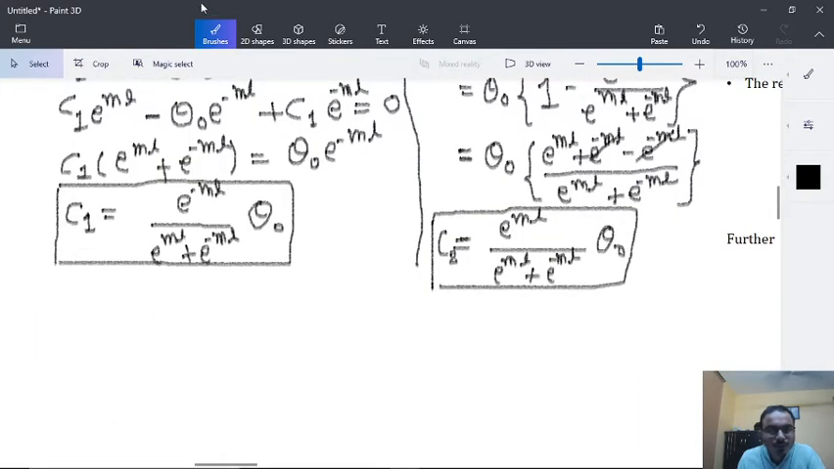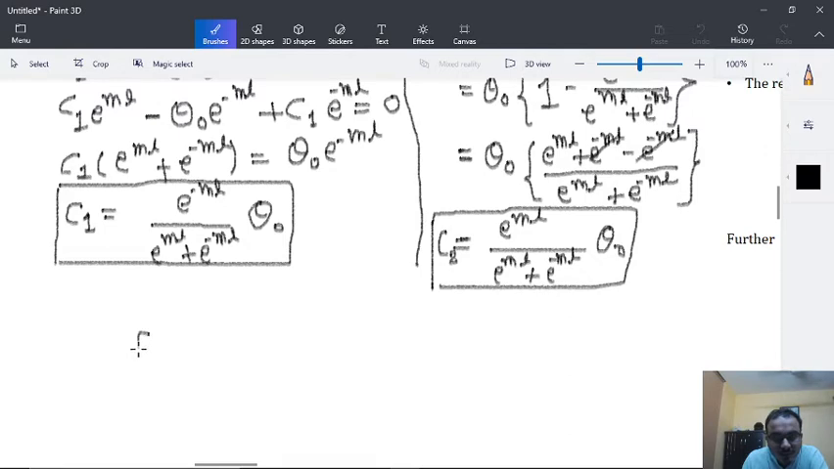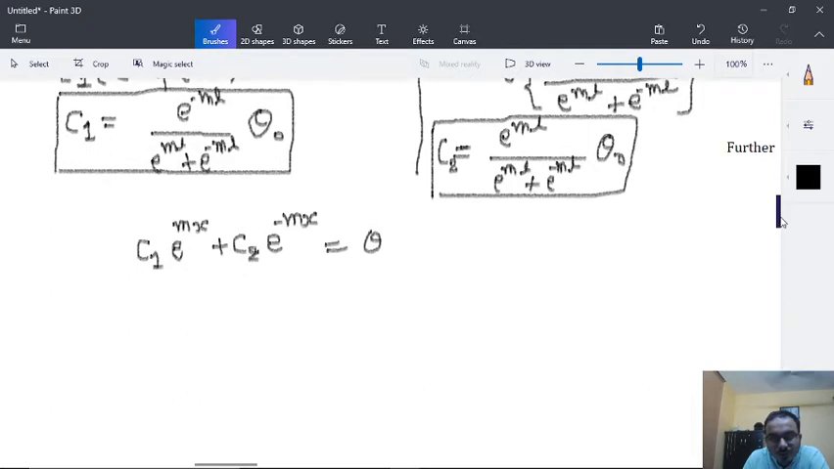So what we will do, let's begin with the fundamental equation, that is C1 e raised to mx plus C2 e raised to minus mx is equal to theta. That is our fundamental equation, and what we are going to do is put in the values of C1 and C2.